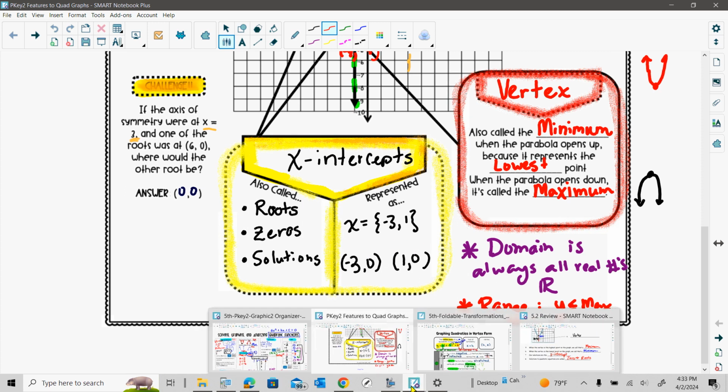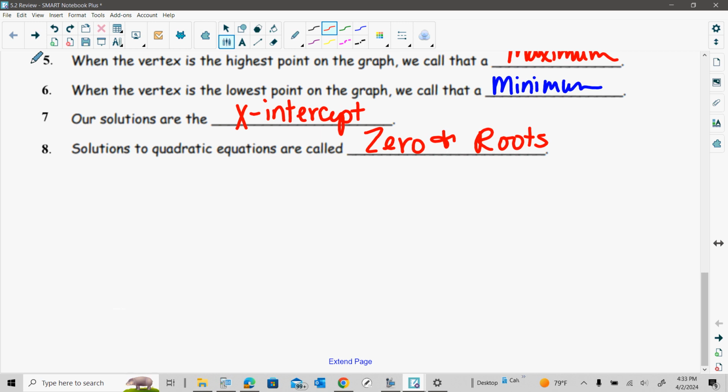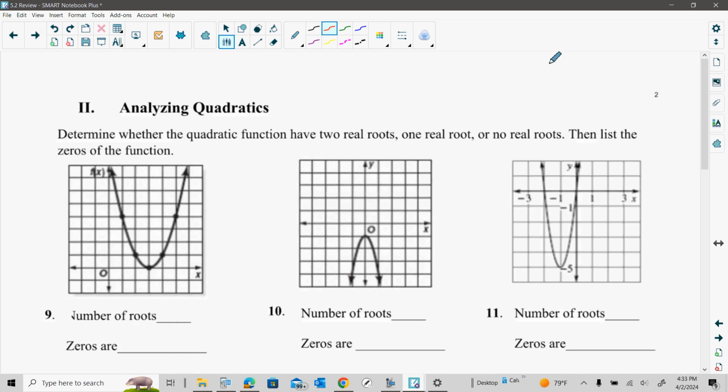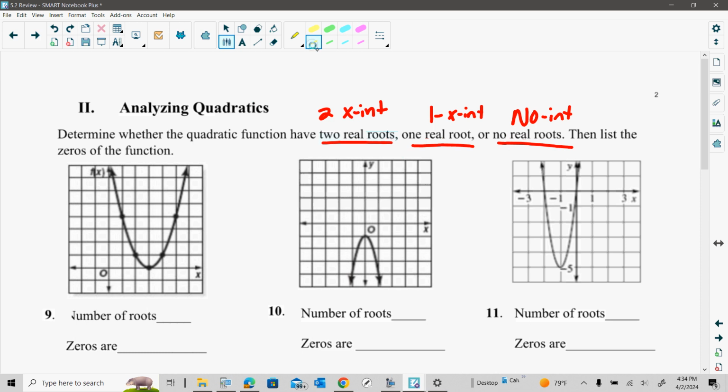Okay. So now we're going to get you to analyze graphs. So I'm going to give you the graph. So analyze this quadratic. Then I want you to determine if the quadratic function has 2 real roots. Basically, that's saying 2 x-intercepts, 1 real root. That means 1 x-intercept, or no real root. So that means no intercept.